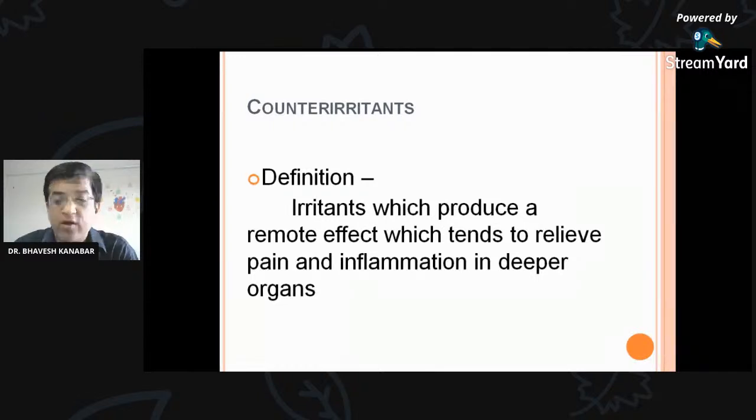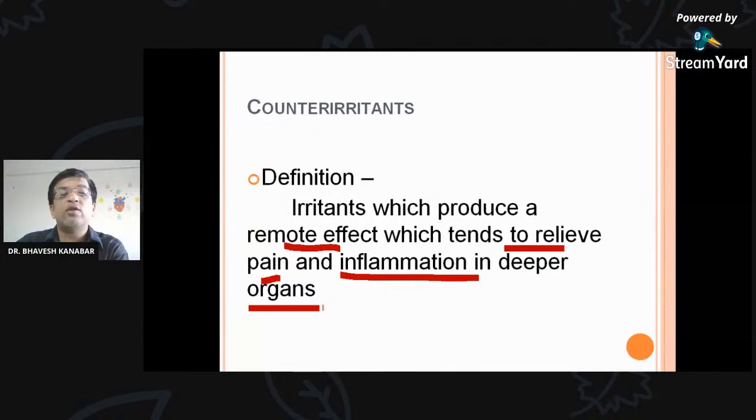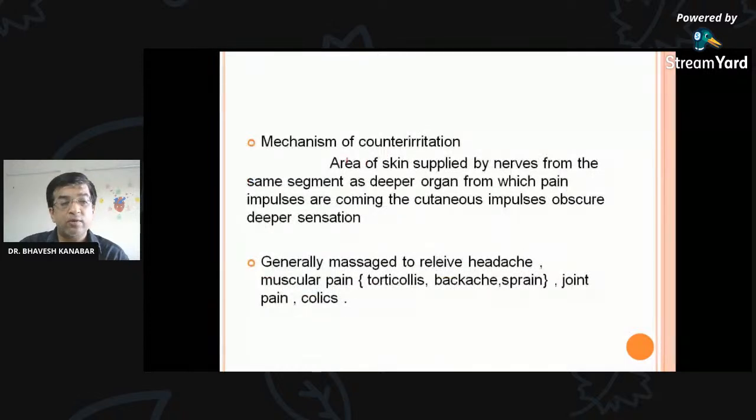So now we are discussing counter irritants. Yes, blurring of vision. Definition of a counter irritant: an irritant which produces a remote effect that tends to relieve pain and inflammation in deeper organs. So counter irritants are mostly used for relieving pain and inflammation in deeper organs. An irritant causes irritation, but one which produces a remote effect and relieves pain and inflammation in deeper organs is a counter irritant.